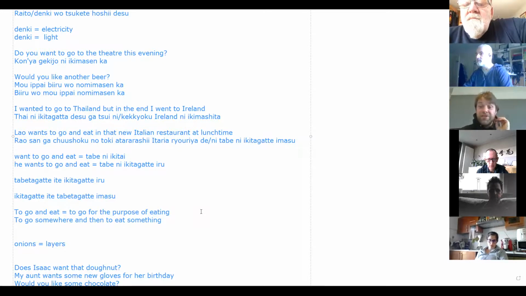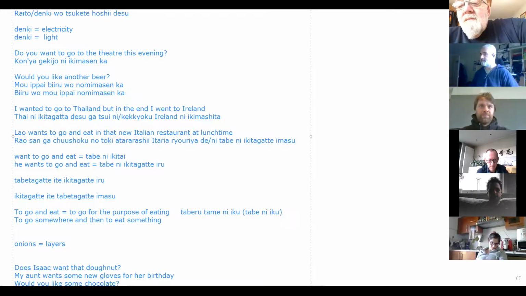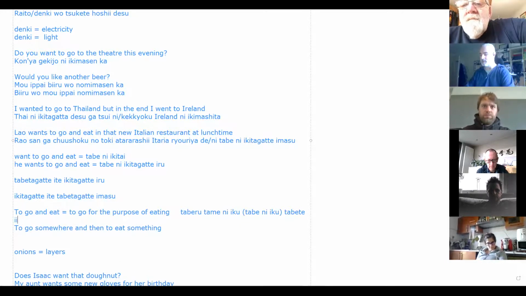Piotr. Oh, you want a clunky translation? Yeah, that's fine. You've come to the right person. Taberu no tame ni, so just taberu tame ni, yeah? Iku. Iku, yeah. But in Japanese, we don't need this long taberu tame ni. This becomes condensed down to tabe ni iku. Remember? Not the same as tabete iku, which means eat and go. Not the same.